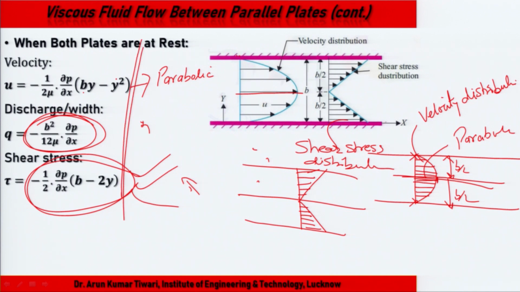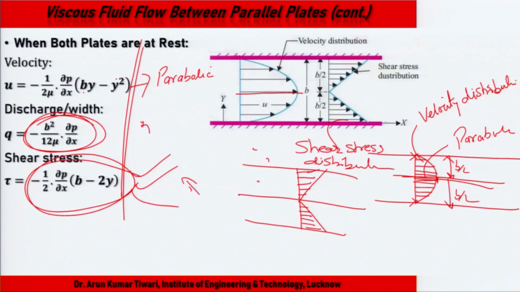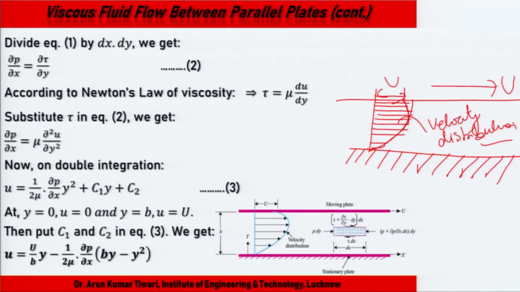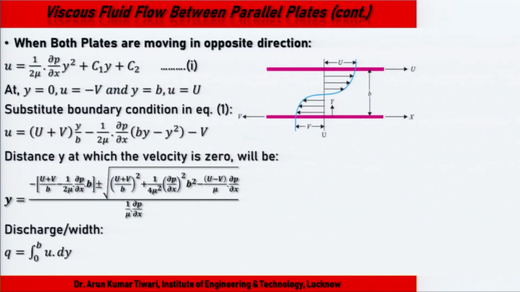And what is the third case? When both plates are moving in opposite directions. So the fundamental starting equation is similar. This equation is common for all, because we are not taking the condition yet, then we apply the boundary condition. This one is the common, u equals 1 upon 2 mu. So in all the cases this is common.